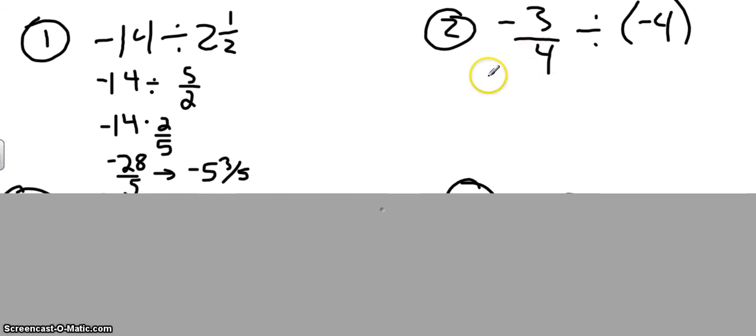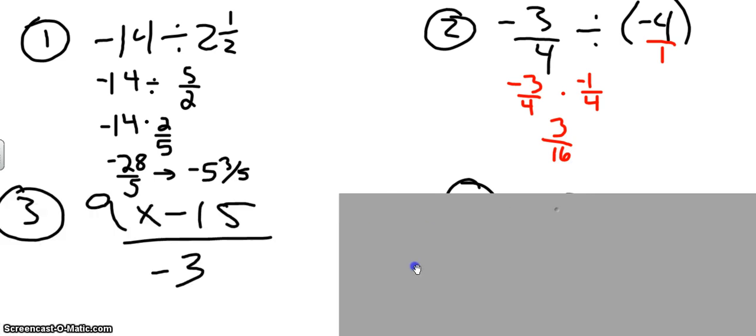Okay, have you given number 2 a try? Negative 3/4. This time we were dividing by negative 4. What is the denominator of negative 4? 1. Good. So we're going to multiply by the inverse, which would be negative 1 over 4. The negative can just stay in the numerator. Good. And so now we have a negative times a negative, which is a positive. We have 3 over 4 times 4 is 16. Good job. 3/16.